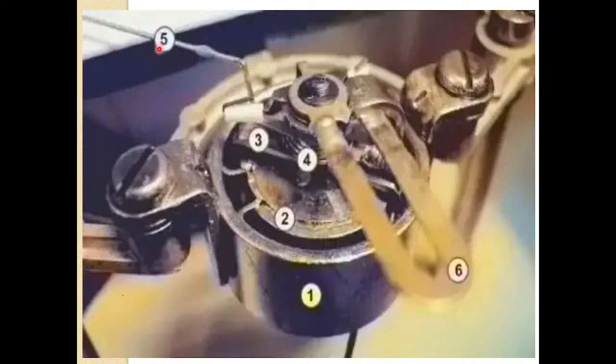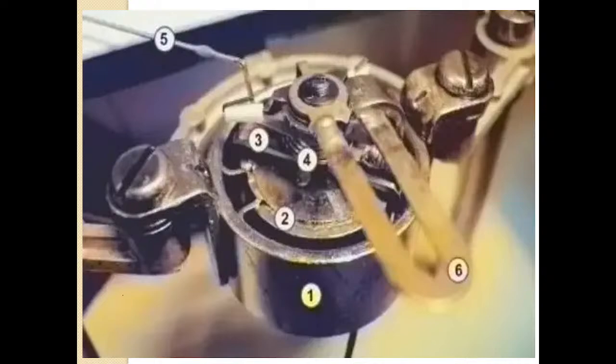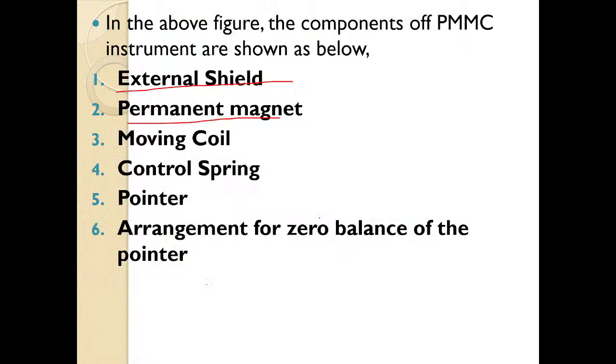In our laboratories, when you apply some voltage or current in the meters, you might have seen the pointer moving. So 5 is the pointer, and 6 is the arrangement for zero balance of the pointer. Let us discuss this in detail. We have simply explained the parts, but looking at this image, we can't clearly understand the actual shape of these parts.